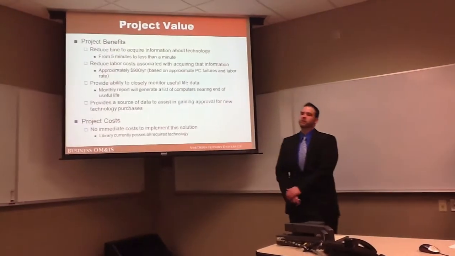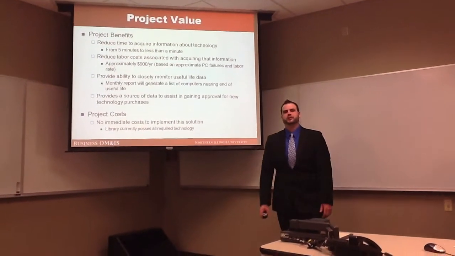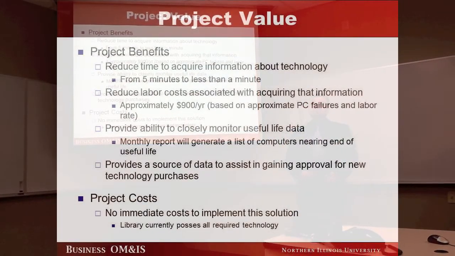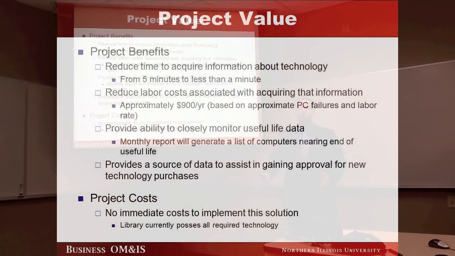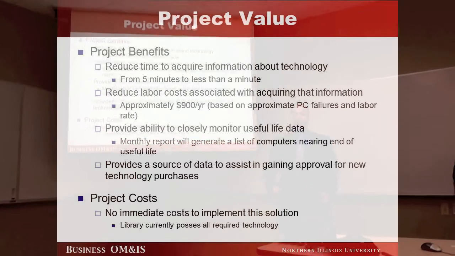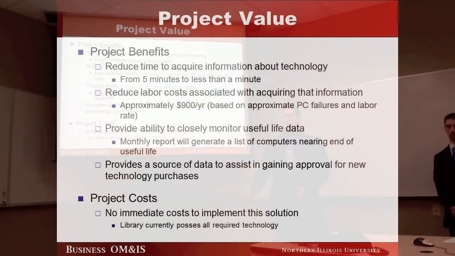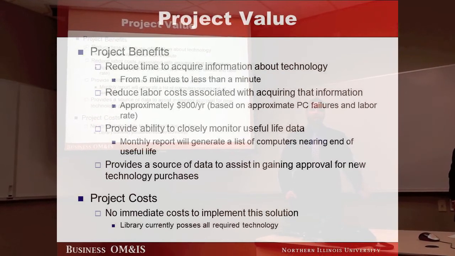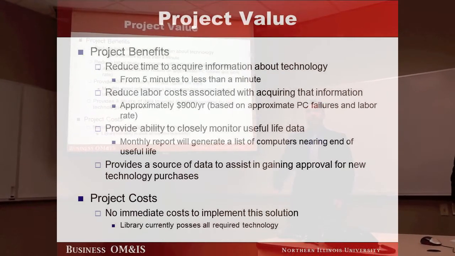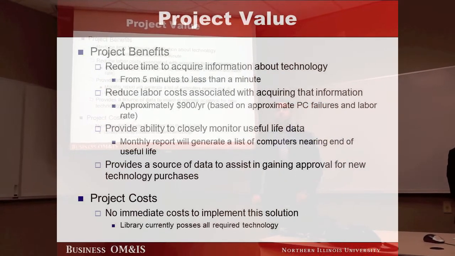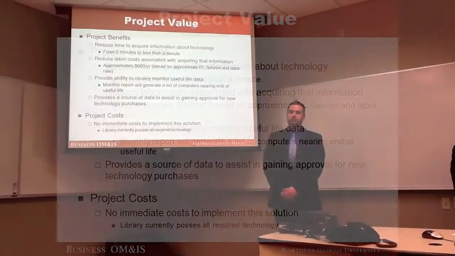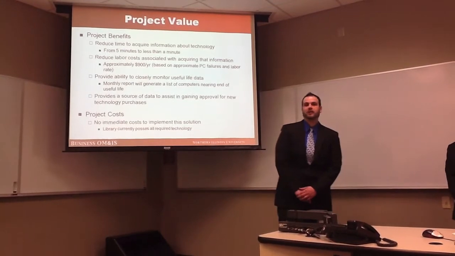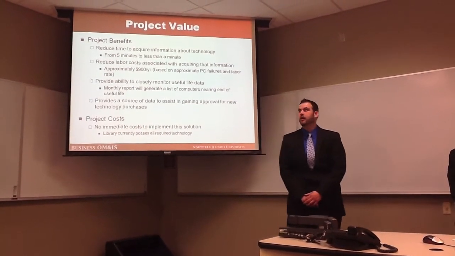Okay, so some of the project benefits that Park Ridge Library is going to receive from this project is that it's going to reduce the amount of time that it takes to retrieve the information about the technology that is, say, going out of its useful life. So it could take anywhere from 5 minutes currently, and we can get it down to virtually no time to do that. It's going to reduce the labor costs associated with retrieving that information by approximately $900 a year.